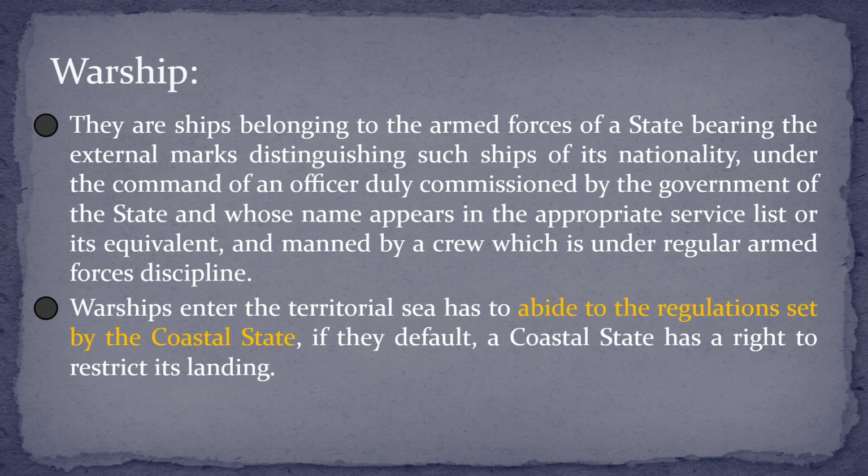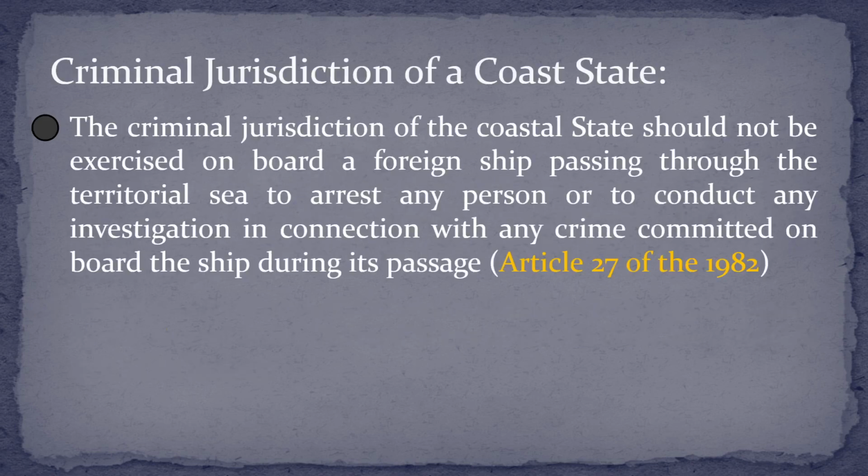Warships entering the territorial sea have to abide by the regulations set by the coastal state. If they default, a coastal state has a right to restrict their landing. So a warship has the authority to enter the territorial sea, but upon entering, they have to follow the rules and regulations of the coastal state. If they do not follow, the coastal state has the power to restrict their actual entry into the place.